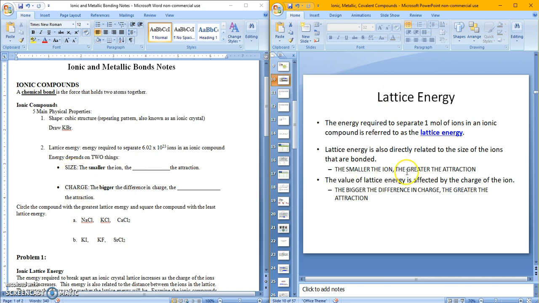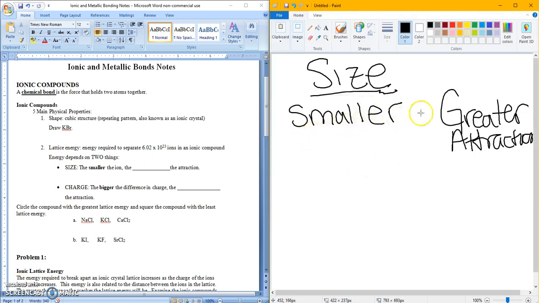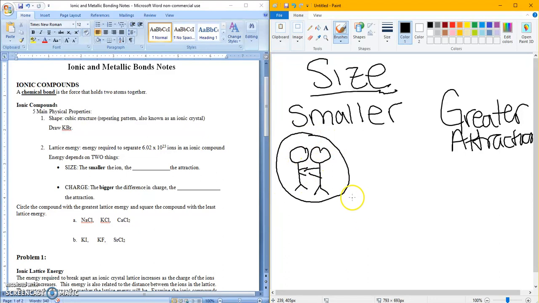So the smaller the ion, the greater the attraction. And the bigger the difference in charge, the greater the attraction. Go ahead and write that down. Alright, so smaller, greater attraction. So over here to the side, I want you to draw a little picture. When you think smaller, think about little toddlers. Oops, don't have my brush. There we go. Toddlers can hug each other. And because they're so small, they can grab each other and they can stay really close, all right?